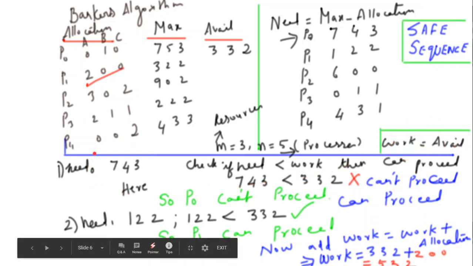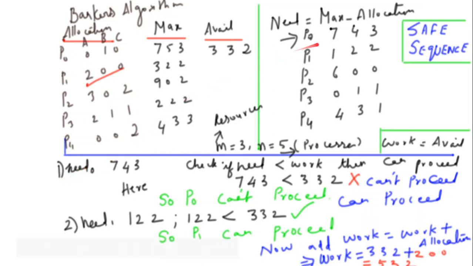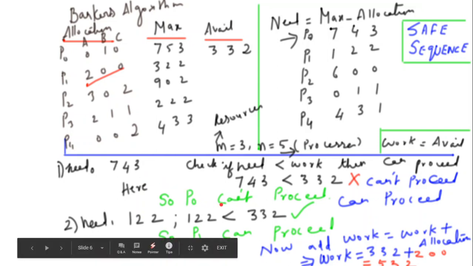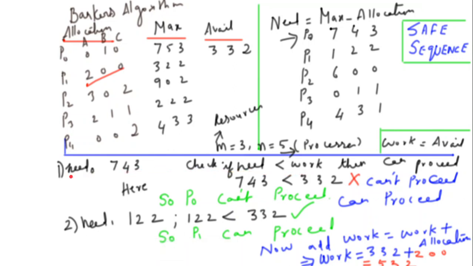Every time we take one process, we have to check the need of the process. If that need is satisfied, then that process can proceed. That is the process of this algorithm. First we check need of 0. What is need of 0? 743 is the need of 0. We have to check if need is less than or equal to work. Work is actually available, which is 332. So I have to check whether 743, the need, is less than 332.